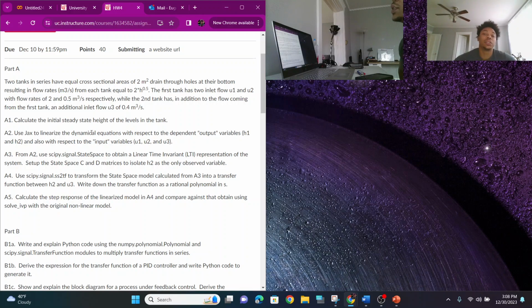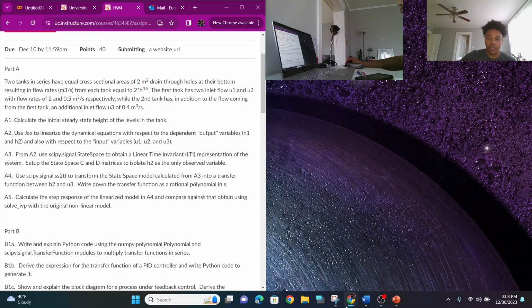The flow rate from each tank is going to be equal to alpha times the square root of the height. Alpha is going to be equal to 2, and alpha is a subset of constants that we're just going to call one variable today, which is equal to 2. The first tank is going to have inlet flows U1 and U2, which are equal to 2 and 0.5 respectively, while tank 2 has an additional flow coming in from the first tank and an inlet flow of U3.